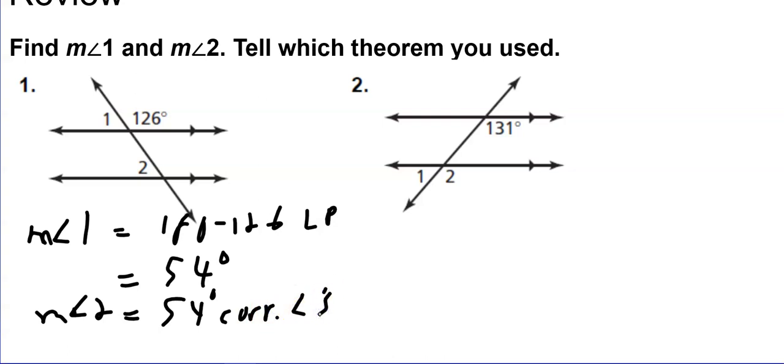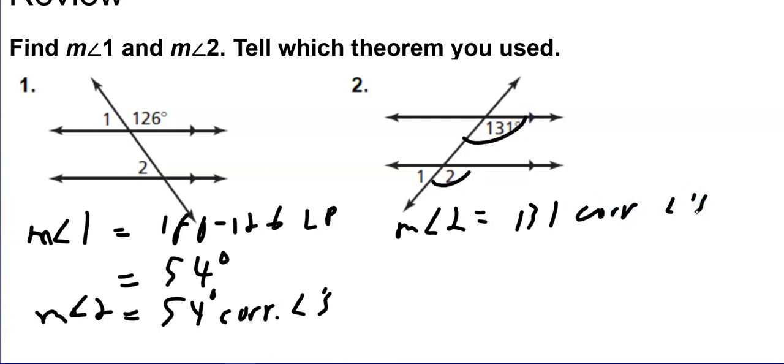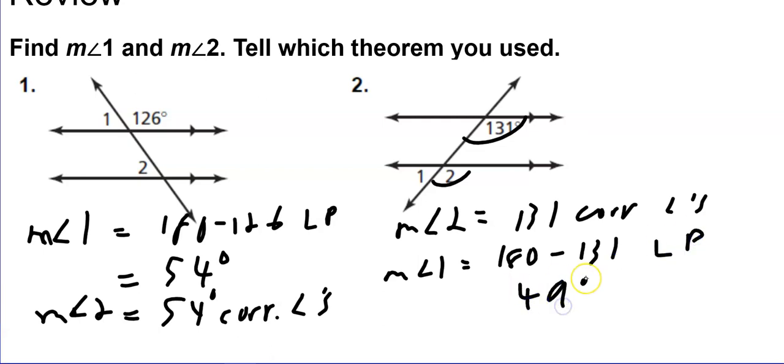And consequently, on number 2 here, kind of going backwards, the measure of angle 2 is 131 because, once again, 131 and angle 2 are both obtuse angles. They're corresponding angles. And then the measure of angle 1 is going to be equal to 180 minus 131 because they are a linear pair. So it's going to be 49 degrees.